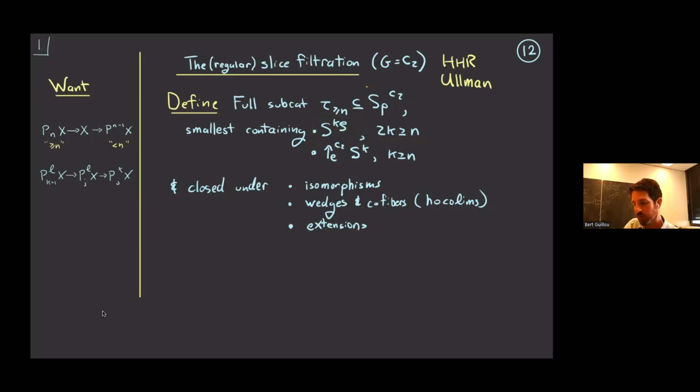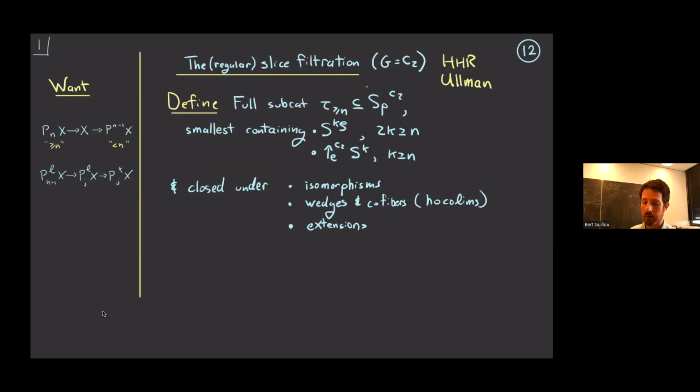The other thing we're going to do is take all of the induced spheres of dimension at least N. Remember, in this case, inducing up from the bottom is the same as smashing with the free thing. So the induced sphere is just the free sphere. We take those and build a subcategory that contains them.